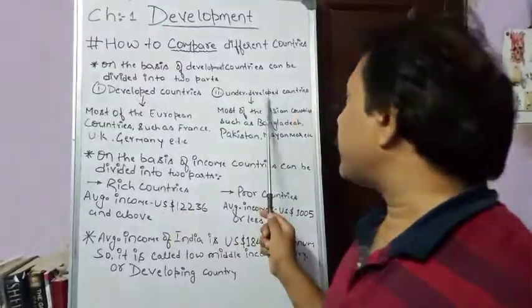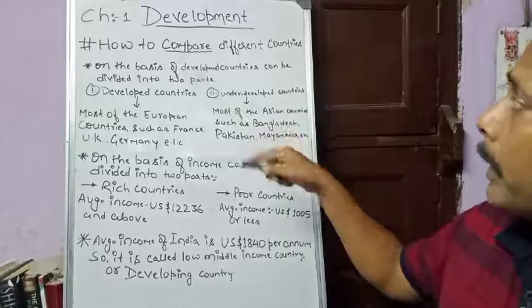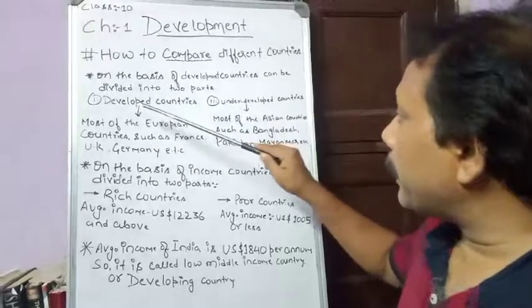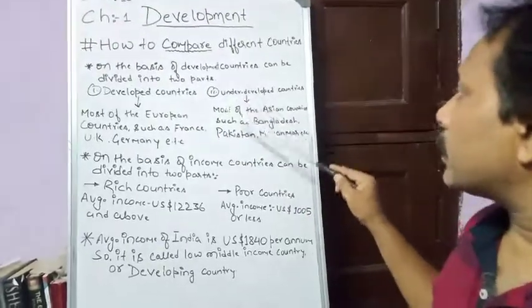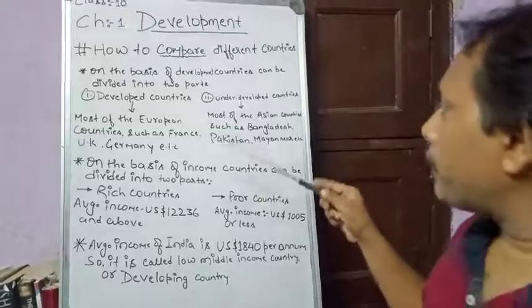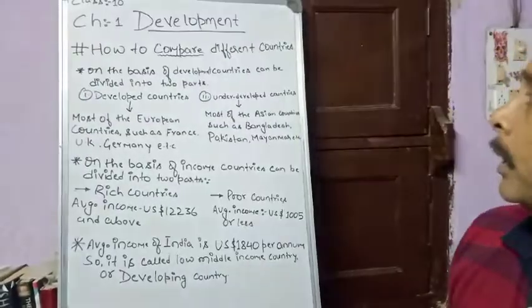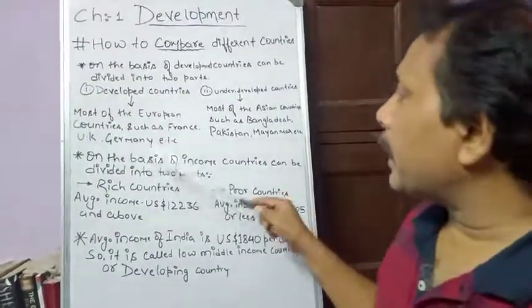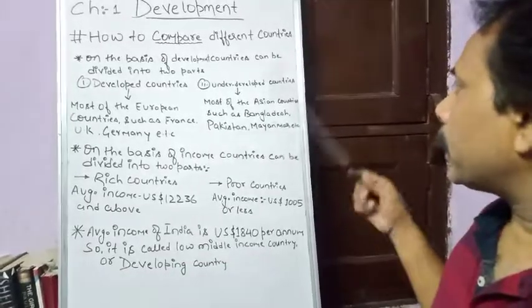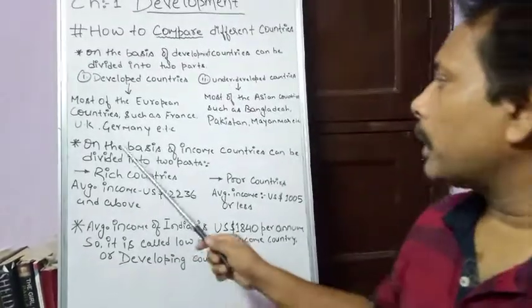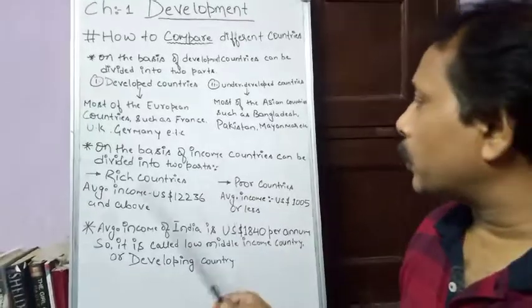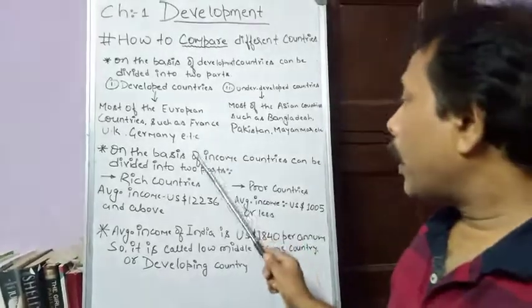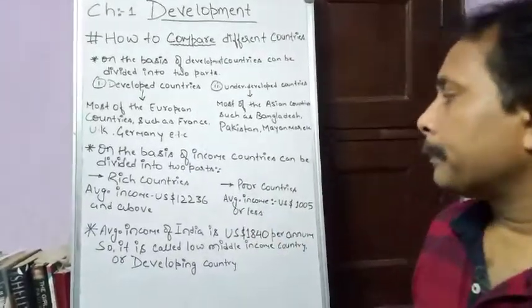So developed and underdeveloped, we have already discussed in the first video, which situation creates the developed and which situation does not create the developed, and that is known as underdeveloped. On the basis of income, you can also say developed, and on the basis of income you can say underdeveloped. So on the basis of income, countries can be divided into two parts, the rich countries and the poor countries. So income is the most important factor.